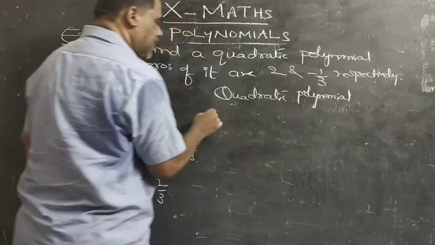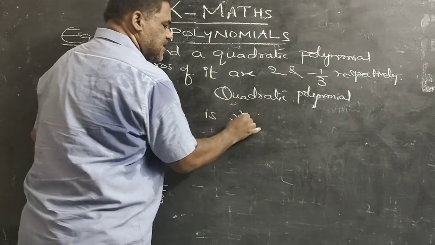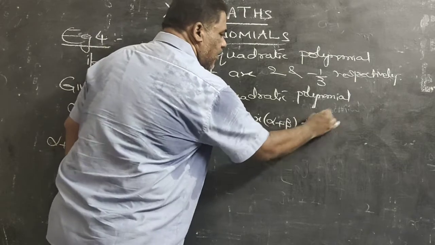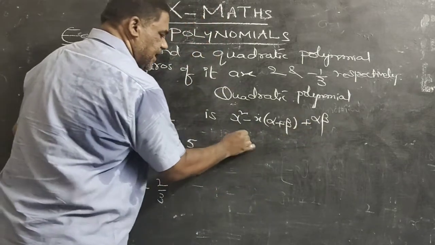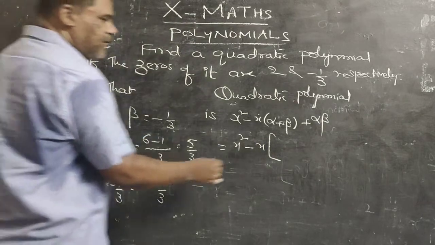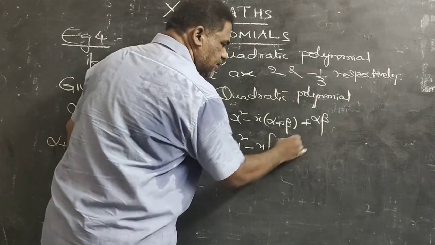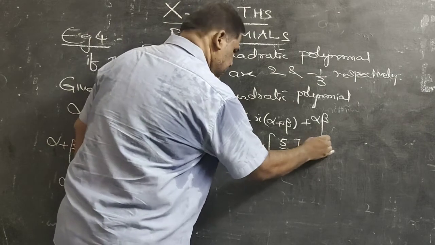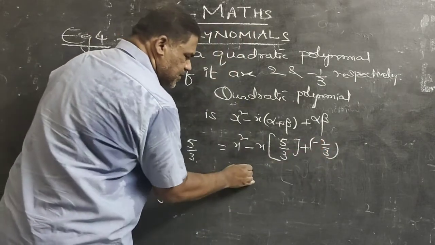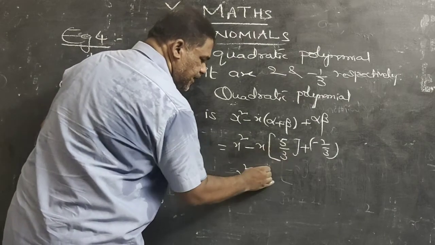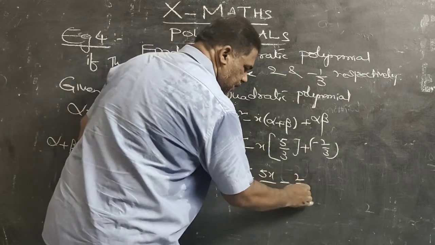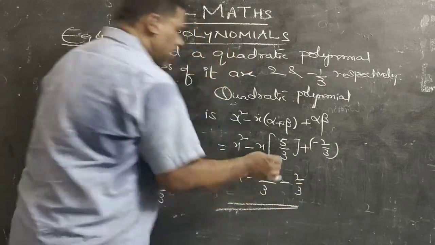So the quadratic polynomial is x square minus x into alpha plus beta plus alpha beta. Here we got alpha plus beta as 5 by 3. Let us substitute. Alpha beta is minus 2 by 3. So x square minus 5 by 3 into x plus into minus minus 2 by 3. So this is the quadratic polynomial.